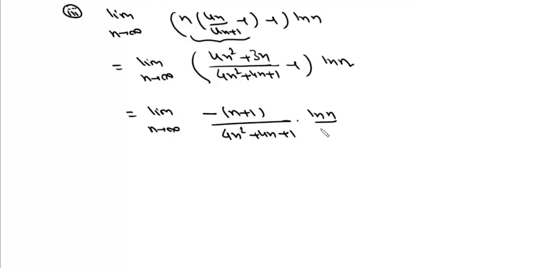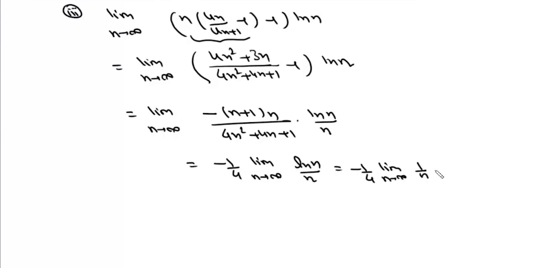Now what we'll also do is multiply and divide everything by n. For this first limit, the highest power is 2, so the value of this limit is minus 1 by 4. And then we have this limit as n tends to infinity of log n by n, which is infinity upon infinity form. Now we use L'Hopital's rule. It will be minus 1 by 4 and then this limit as n tends to infinity of 1 by n, which is 0, and 0 is less than 1. That means this series summation un diverges.